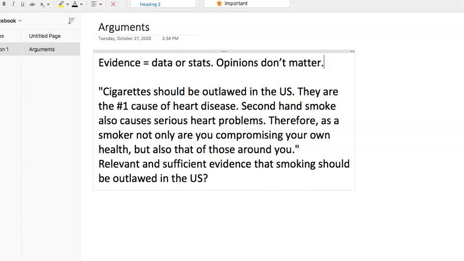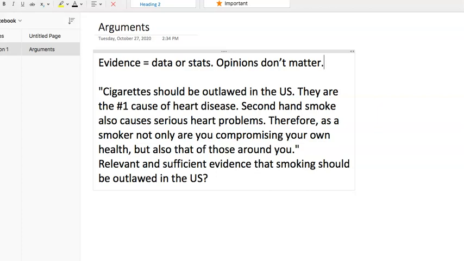And so then the question is, and really this is good advice for any of the passages, you figure out what the question is before you start reading, right? So is there relevant and sufficient evidence that smoking should be outlawed in the US? This is a little bit tricky in that they do have some data, right? It says that cigarettes are the #1 cause of heart disease, so that's data. But you have to remember, the question is, should smoking be outlawed in the U.S., not, is smoking bad for you, or does smoking even cause death, right?